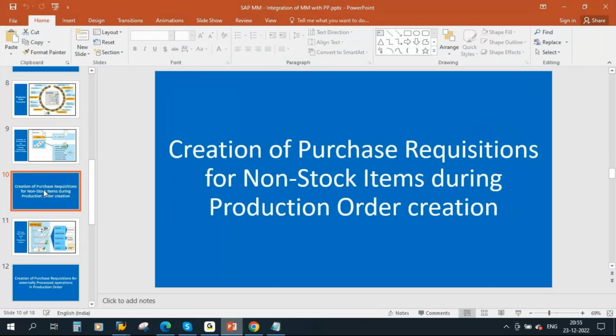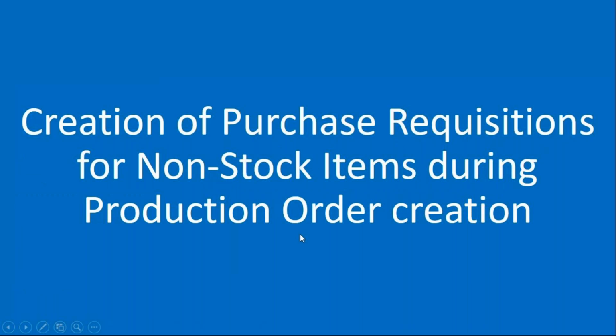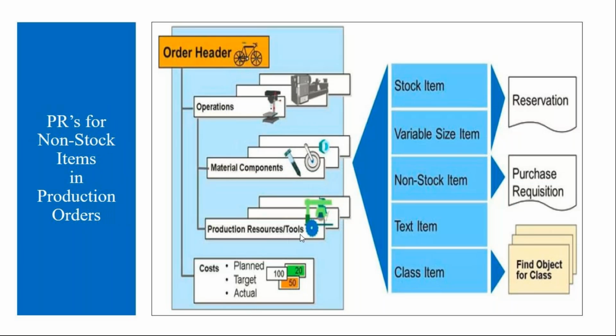So now, next one: creation of purchase requisitions for non-stock items during production order creation. Suppose in the production order itself, you have a non-stock item. In that case, if you enter a non-stock item in the production order, the system will automatically generate the purchase requisition.